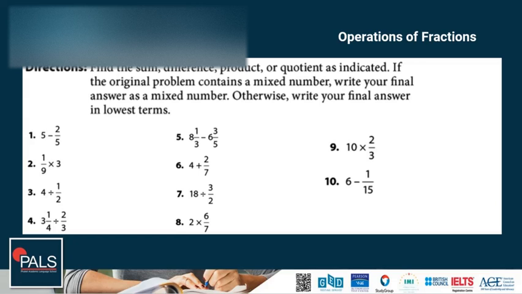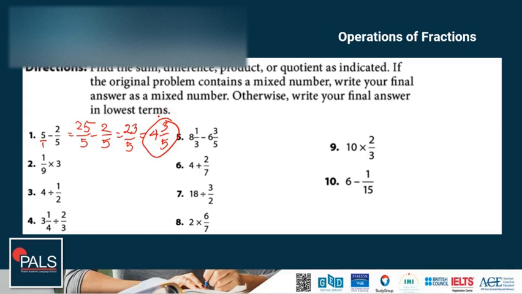Here are the answers. 5 minus 2 over 5. So 5 can have a denominator of 1. So we have 25 over 5 minus 2 over 5 is equal to 23 over 5, which is equal to 4 and 3 over 5.